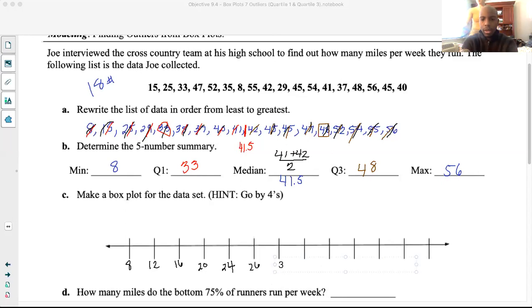Okay, so 30, 34, we get 38. Okay. 42. Right, 46. 50. I messed up somewhere. Oh, let me check again. Yeah, I messed up right there.